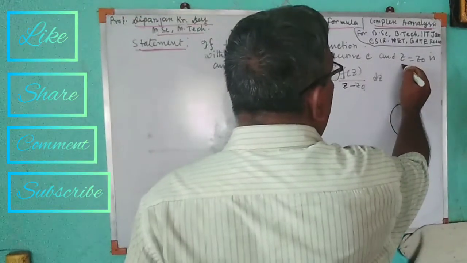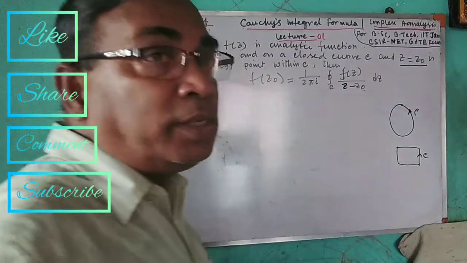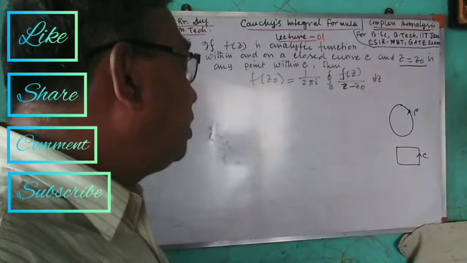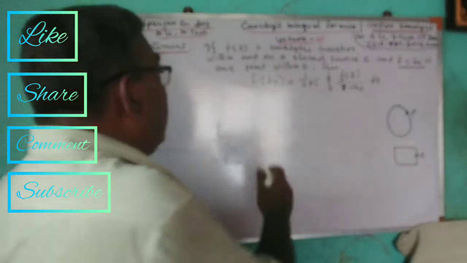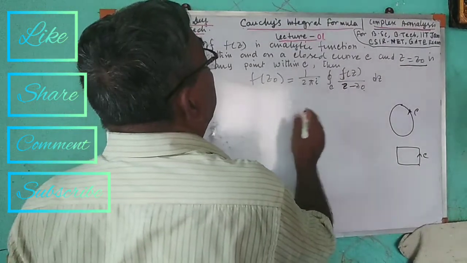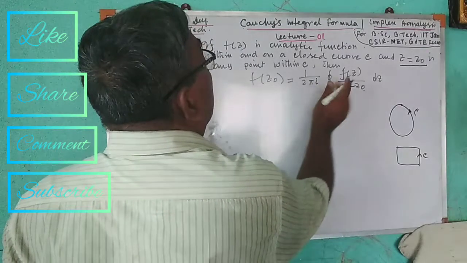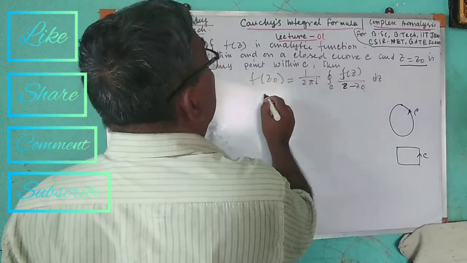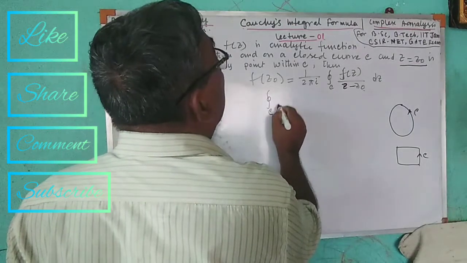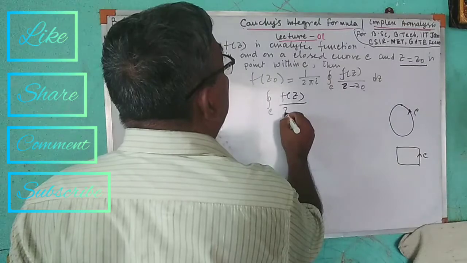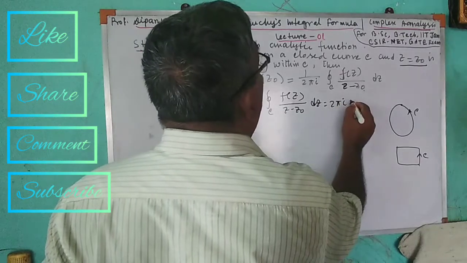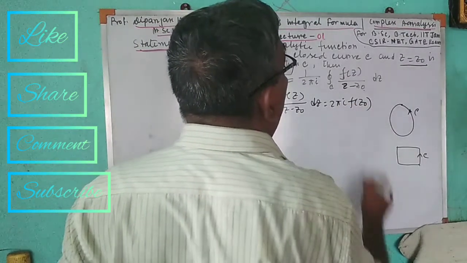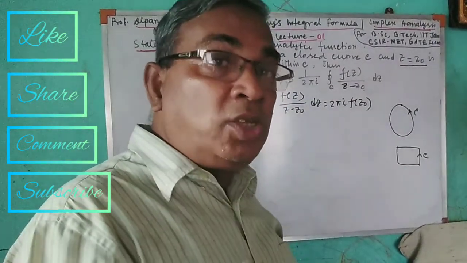And here you see z equal to z0. Here z0 is a singular point. Okay, so now this formula can again be written as: the integral over C of f(z) by (z minus z0) dz equals 2 pi i times f of z0. What is z0? z0 is a singular point.